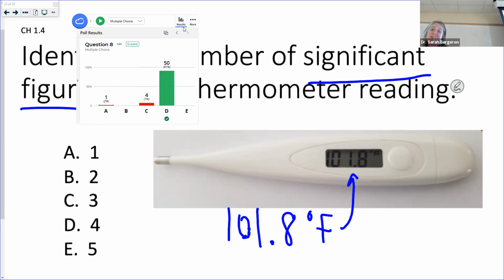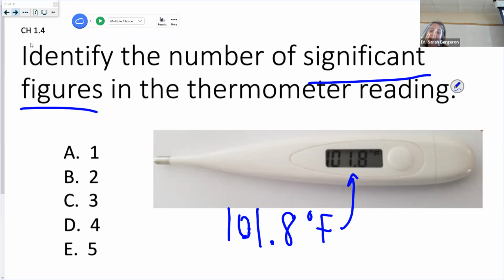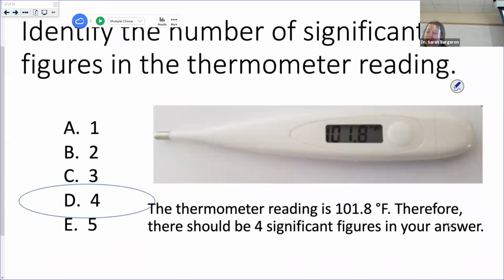So D is correct. When we look at that 101.8, it's reading 101.8. If we have a digital measuring device, do we have an estimate? There's no estimate on a digital device. So that makes it really easy. So now all you do is you look at the number. If it's 101.8, right?